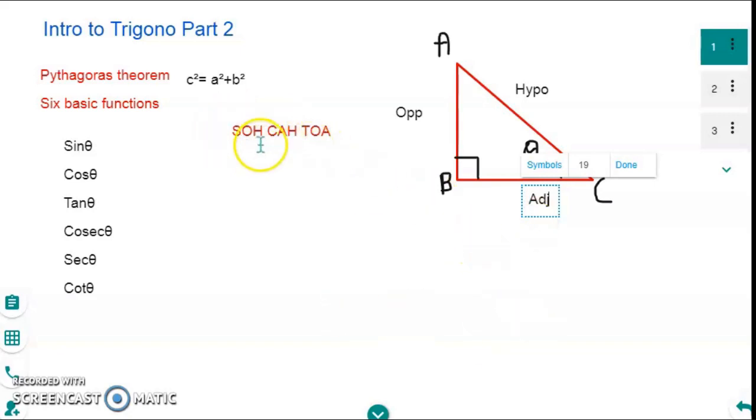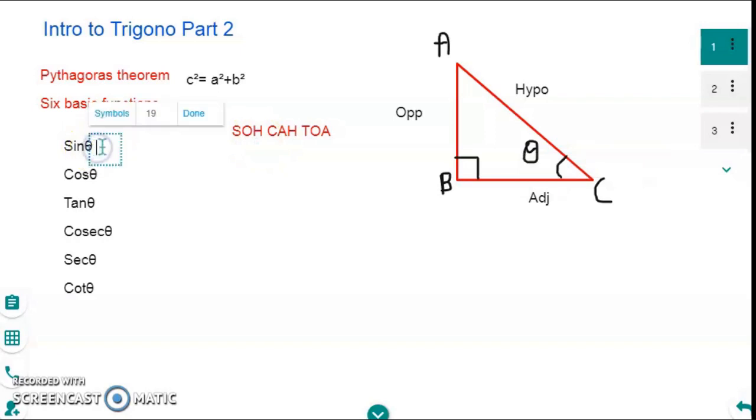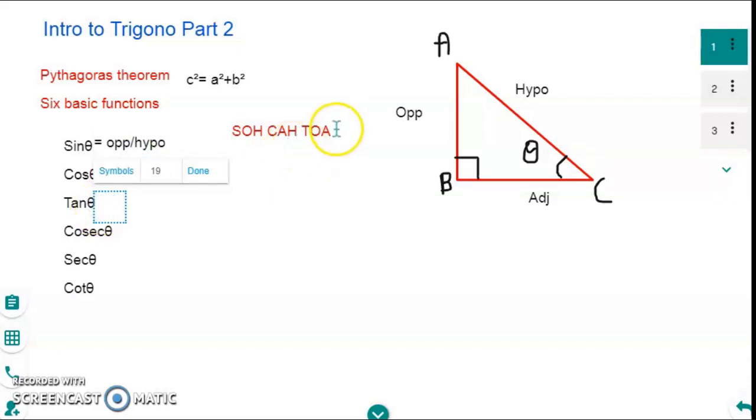Now, based on this mnemonic, you can very easily find out sin theta, which would be what? It's going to be opposite over hypotenuse. What is cos theta? It's going to be adjacent over hypotenuse. Tan would be, like this mnemonic says, opposite over adjacent. So that's what it is, opposite over adjacent.